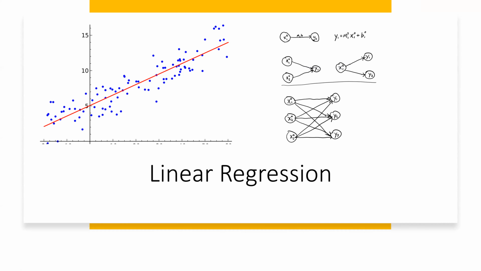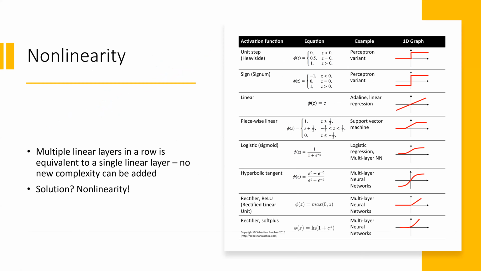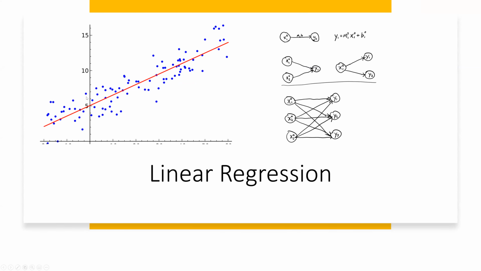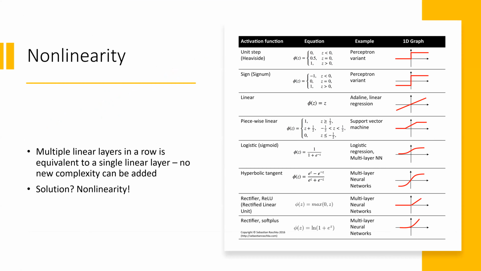Now, there's a problem with this though. Let's say that we have a data set that doesn't follow a straight line, it follows some weird curvy line. Let's say it's a quadratic, for example. Then our algorithm can't model that with just a linear relationship. So what do we do? We introduce non-linearity.